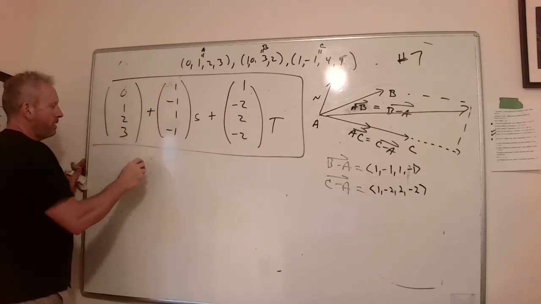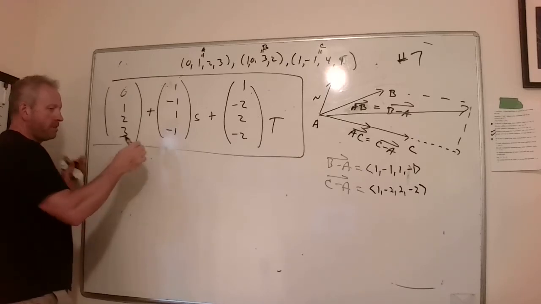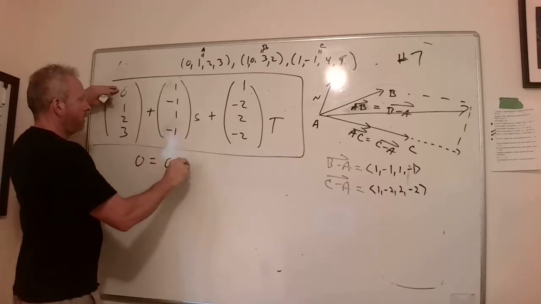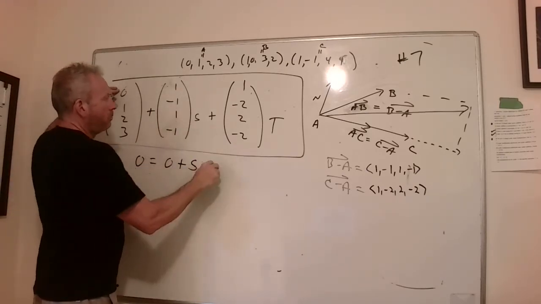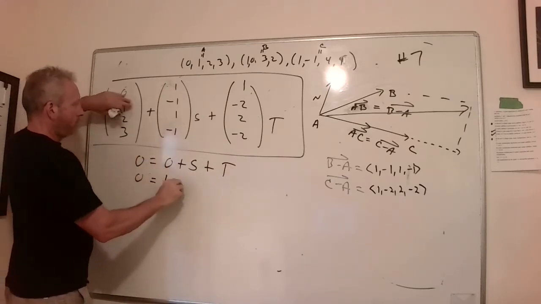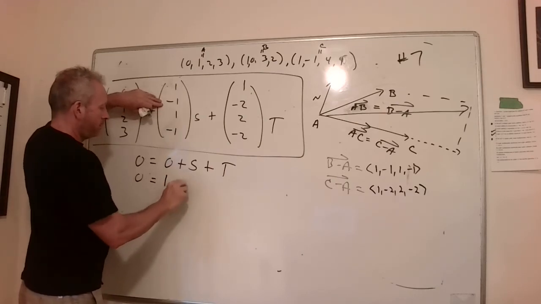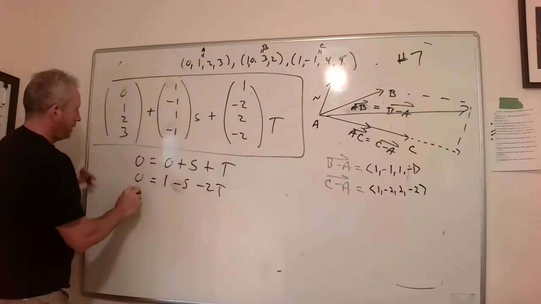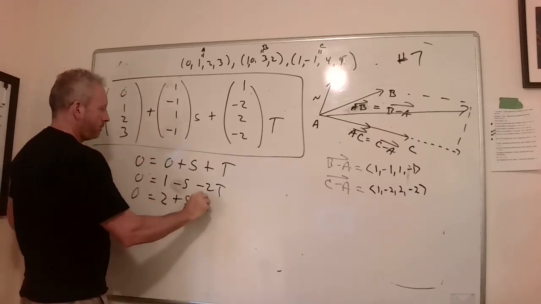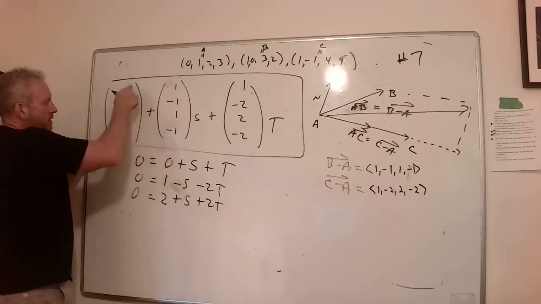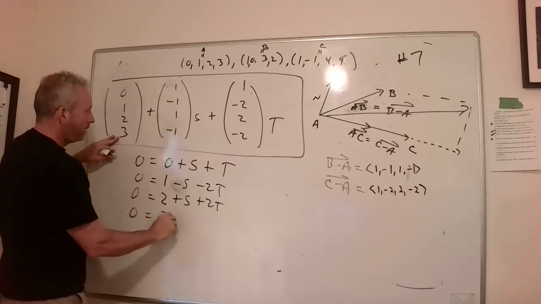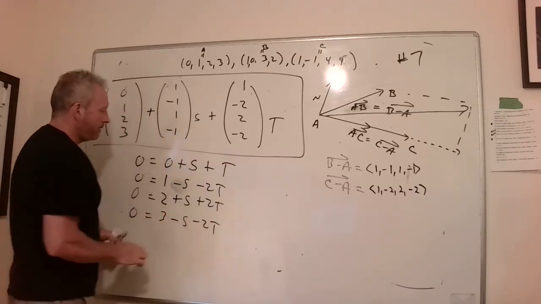How do we know if the origin was on it? Well, here's the origin. The origin is the vector 0, 0, 0, 0. X would have to be 0, and that would have to equal 0 plus 1 times S, plus 1 times T. And then 0 would have to equal 1 minus S minus 2T. And then 0 would have to equal 2 plus S plus 2T. And then the final one, 0 would have to equal 3 minus S minus 2T.